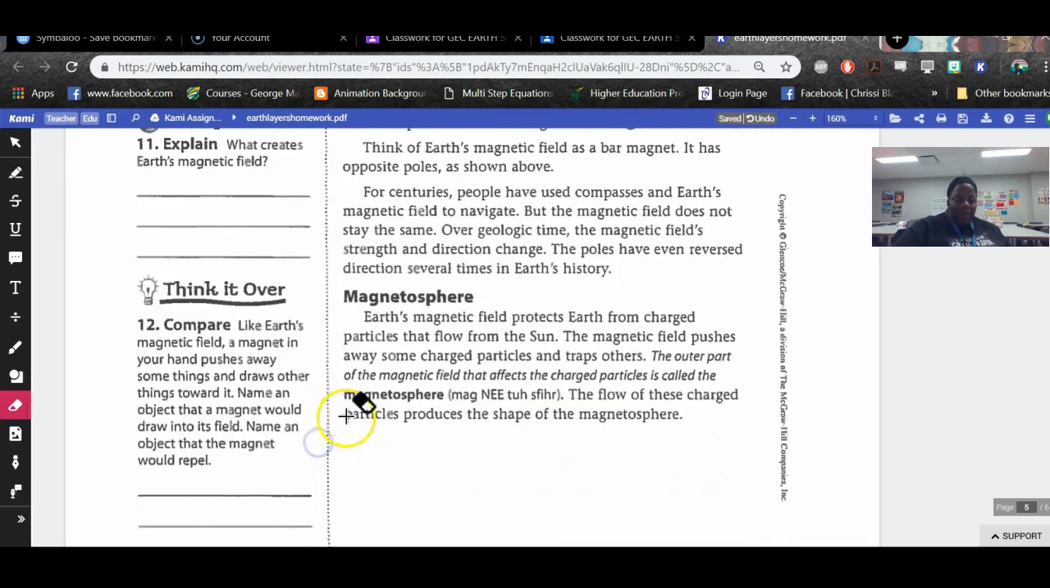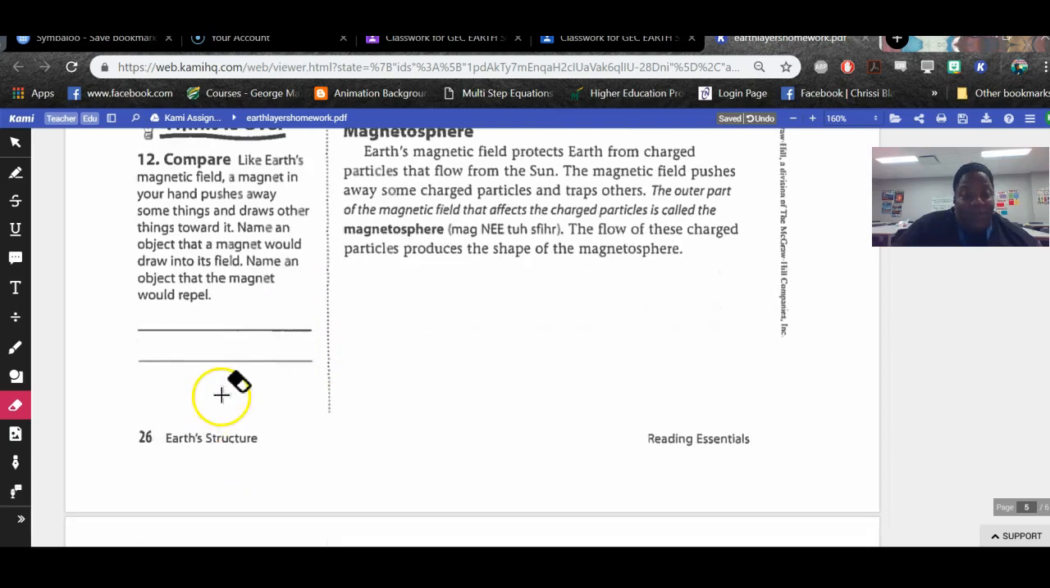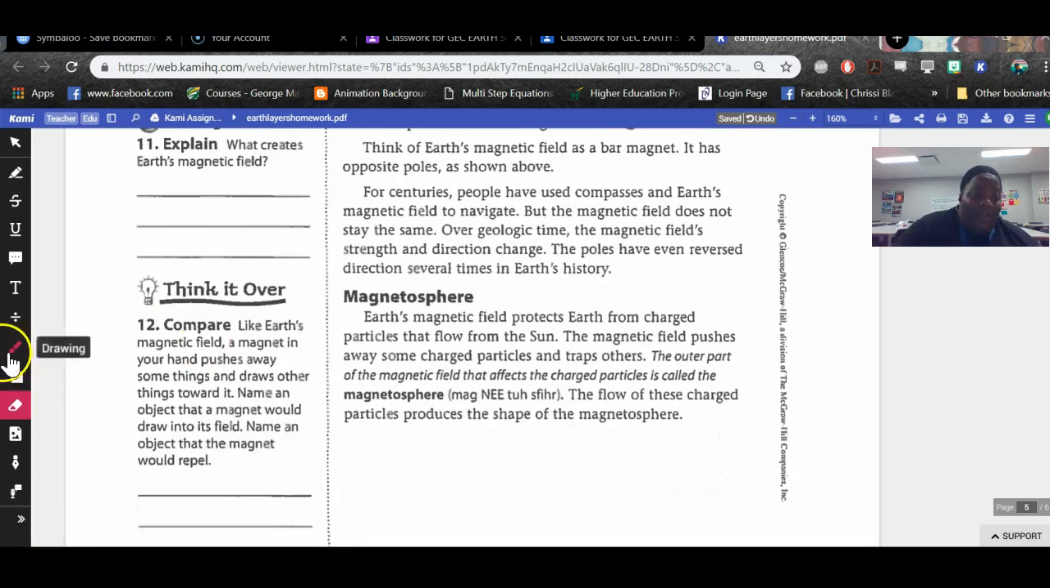And then for this last question right over here. Like Earth's magnetic field, a magnet in your hand pushes away some things and draws other things towards it. Name an object that a magnet would draw into its field. Name an object that would repel the magnet. I have no idea. I don't care if you do this question or not. It's not going to be on the test.